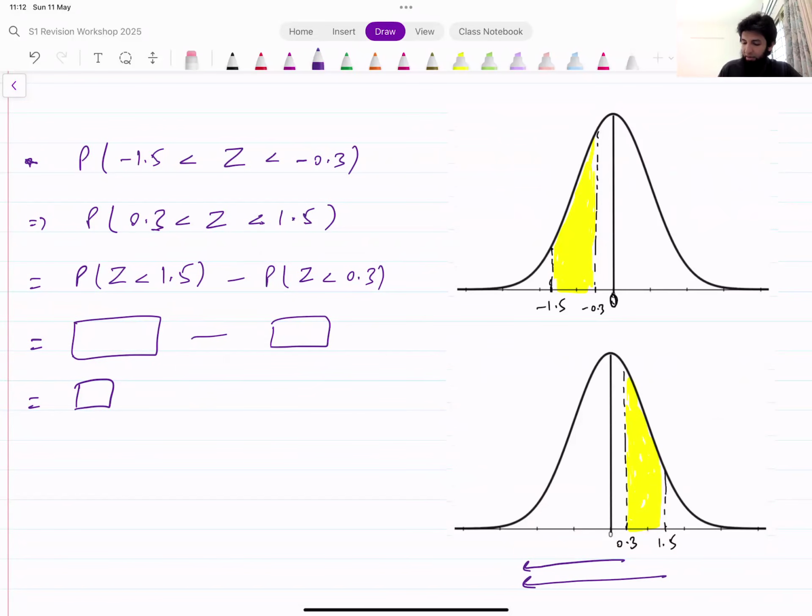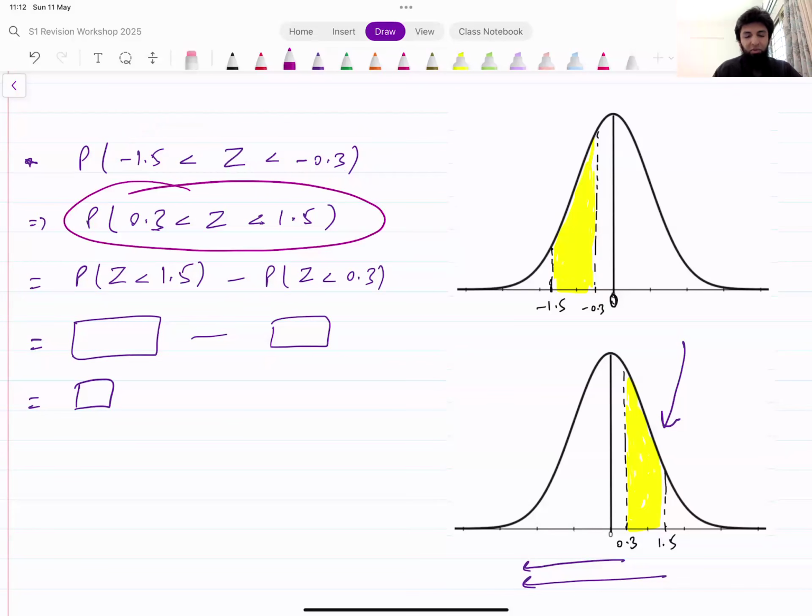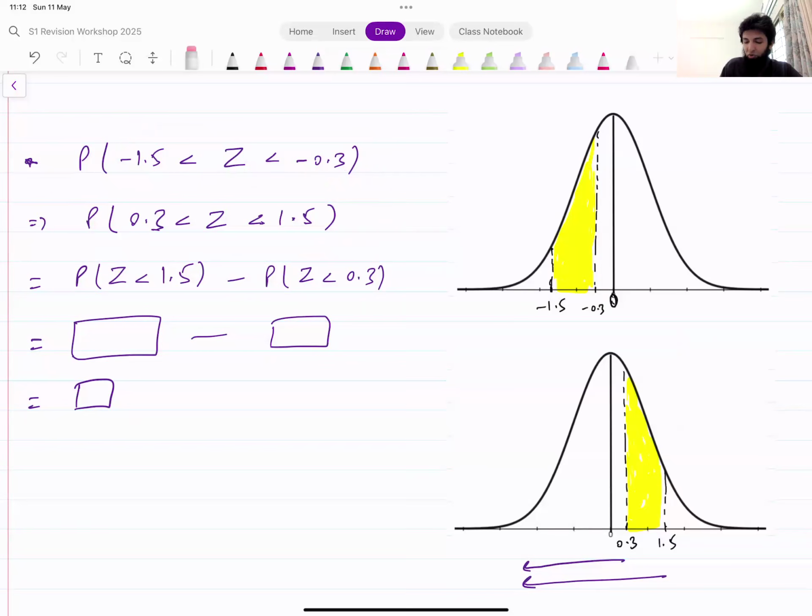Let's flip this, and that will give us this corresponding area. So between minus 1.5 and minus 0.3, using the symmetry of the graph, we can say that's the same thing as saying Z being between 0.3 and 1.5. And now again, this is the same as the previous case. We've got two positive values.